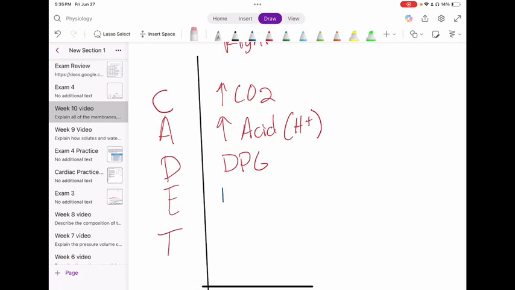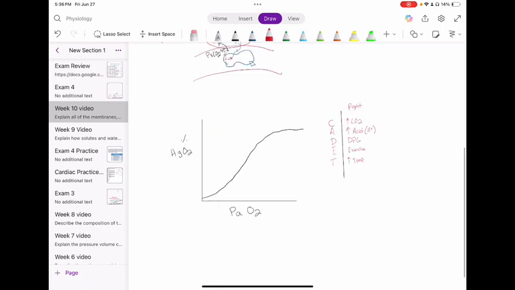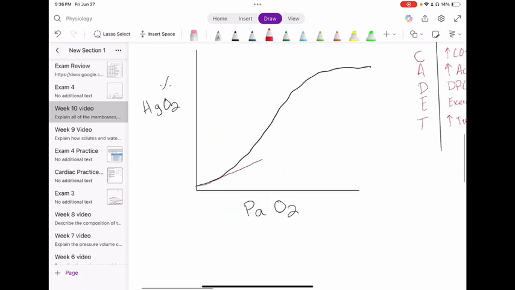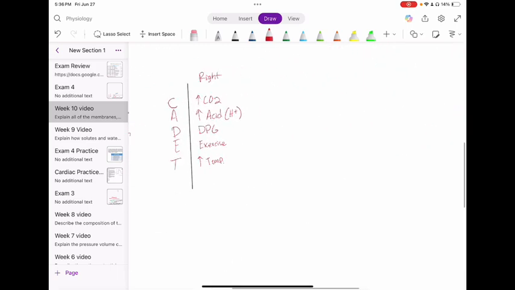Other thing that affects it, exercise and increase in temperature. These will all cause this to shift to the right. So we'll start the same, I'll come up, and come right there. Shift to the left, a little bit different, very similar, as you can tell, decrease in CO2, decrease free-floating hydrogens, and cold temperatures.